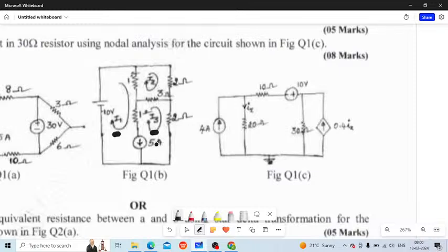So what I have to do is eliminate that particular current and take the two meshes as a single mesh. This 5 ampere current is present in between meshes 1 and 3, so it tends to be a super mesh. I have to take mesh 1 and mesh 3 whole together as a super mesh.